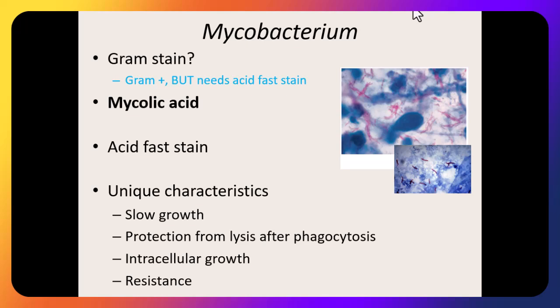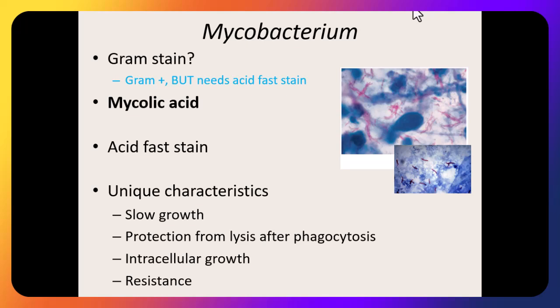Then we have our last group, Mycobacterium. Again, they do gram-stain, or they are technically gram-positive, because again, everything today is. But these are the bacteria that make that mycolic acid in their cell walls, that lipid, so they don't always gram-stain well. So they have to have that acid-fast stain to actually identify them.